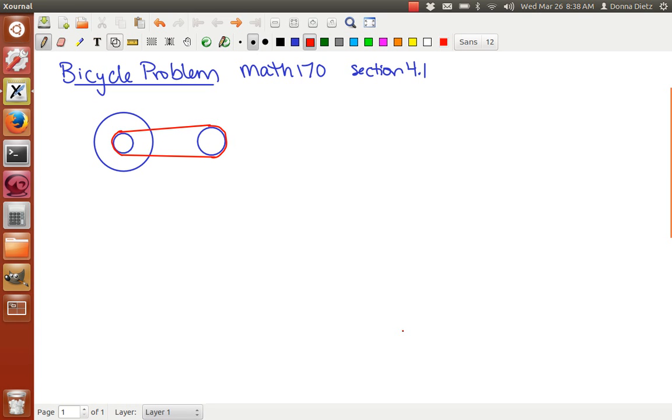This is the bicycle problem from your homework, and this is just different numbers than what you are doing in the homework. So all the steps are the same, but you just have to change the numbers. So the problem is given.